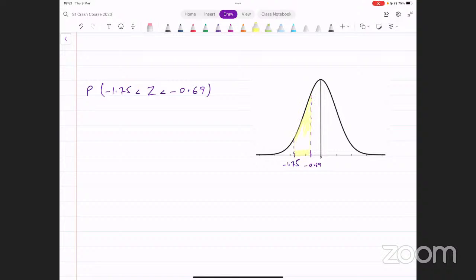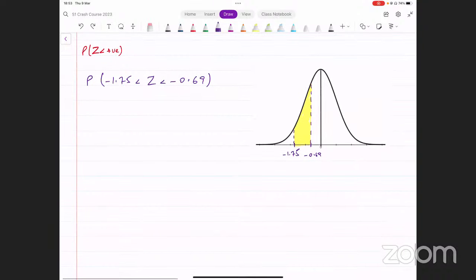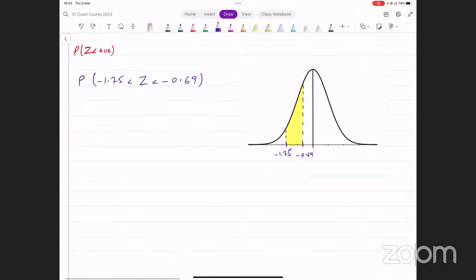Now you see the values of z that you have here are negative. You don't have negative values of z on the table. The table can only be used if you have something in this form, z less than a positive number. Now, what do we do for this? We could do the same thing that we do for negative numbers usually. We could flip this. So we could take this area to the right.